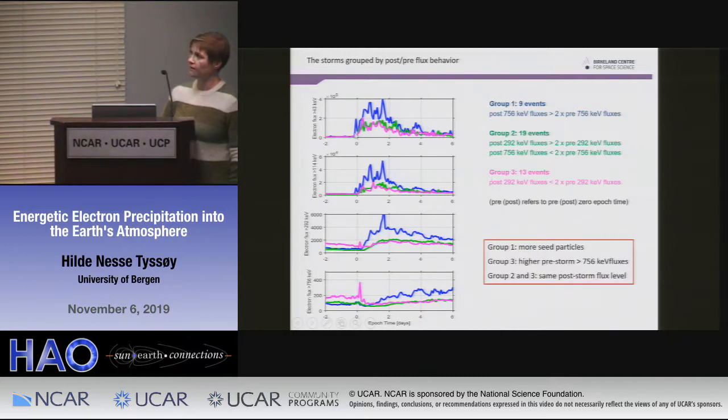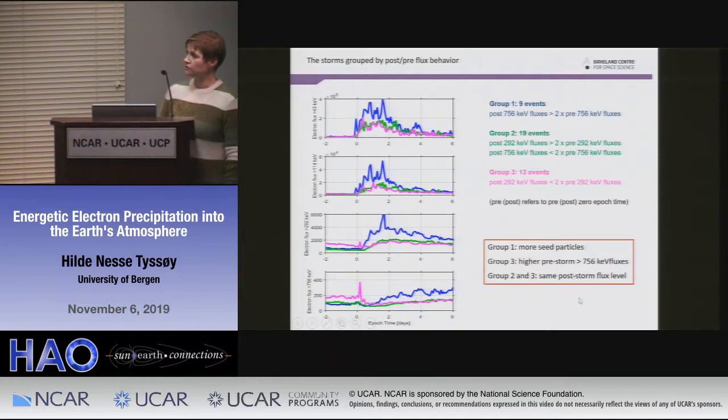Group 1 definitely has more seed particles. And by seed particles, I mean lower energy particles, because these high energy particles start out as 30 keV and then are accelerated to 100 to 300 and then 750. So to get particles here, we need to have seed particles, lower energy particles. So group 1 definitely has more seed particles. Group 3 has higher pre-storm fluxes compared to any of the other groups.